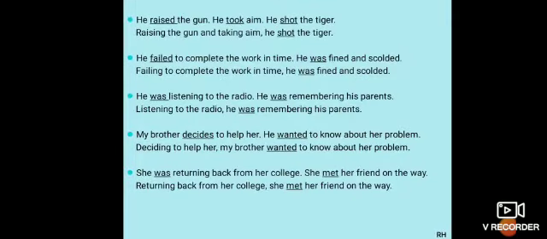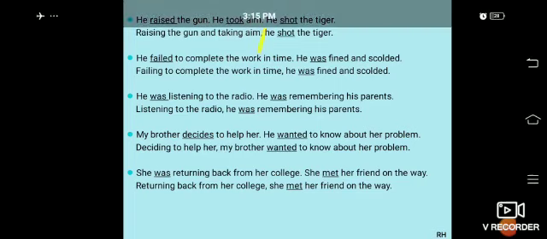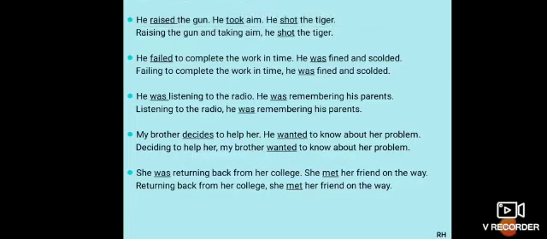He raised the gun, he took aim, he shot the tiger. So which are the finite verbs? Raised, took, shot. 3 finite verbs. 2 finite verbs you have to change and you have to keep 1 finite verb as it is. So raised I'll change to raising, took I'll change to taking, shot will remain as it is. Now he again is there. So the last one in the latter part I'll keep as it is and the others I'll remove. So it is raising the gun, comma, you can even have and taking aim, no issue, comma, taking aim, comma. Now this full stop you change to comma. Capital H is there, now put it to small h. So he shot the tiger.